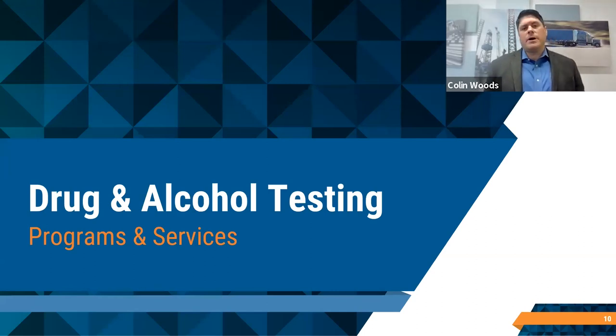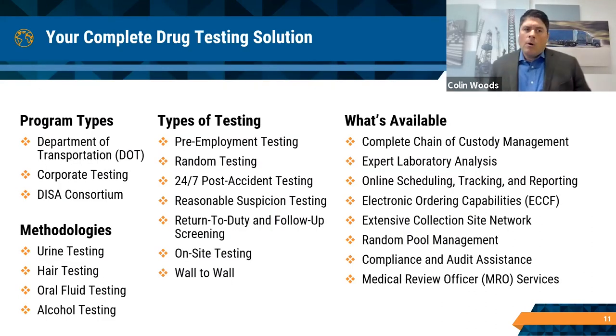Now, a little deeper dive within drug and alcohol testing services. We talked about the various types of programs from corporate to DOT to consortium. We've also touched briefly on the methodologies of urinalysis, hair, oral fluid, and breath alcohol testing. Within each of these methodologies, there are pros and cons. And so with regards to the urinalysis testing, which is part of the Department of Transportation regulations, it is hypersensitive. It has an expanded panel, so it can test for many drugs. And it's got a detection window that varies anywhere from a couple of days up to a week plus.